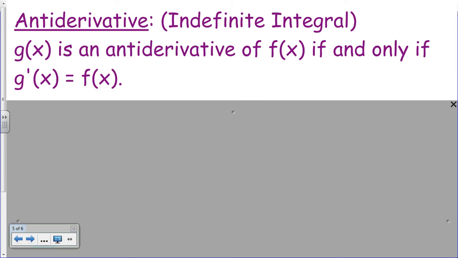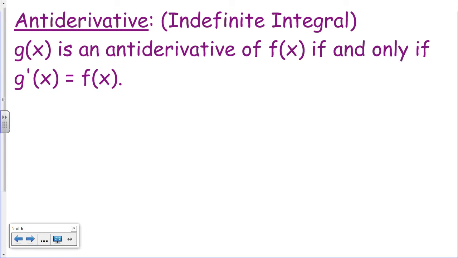We say that g of x is an antiderivative of f of x if and only if the following is true: if I take the derivative of g of x, that gives me f of x. So g prime is equal to function f. In other words, if I'm given the derivative and I want to go backwards to find out what function must have been there to start with, that's an antiderivative that I'm finding. And that's what the next example is going to ask us to do.